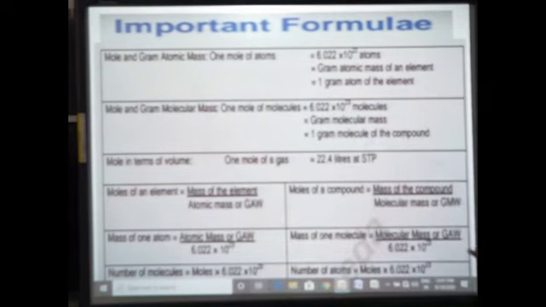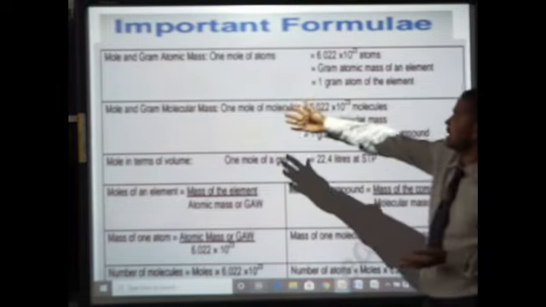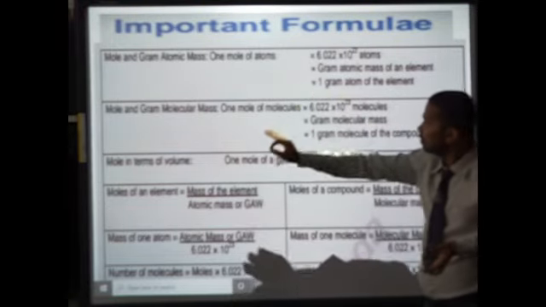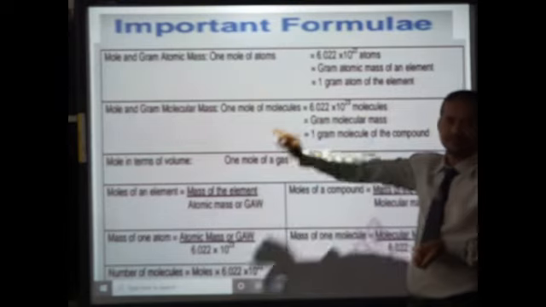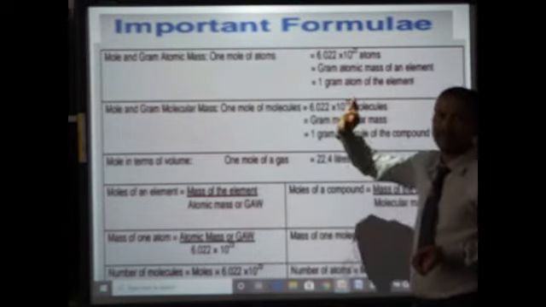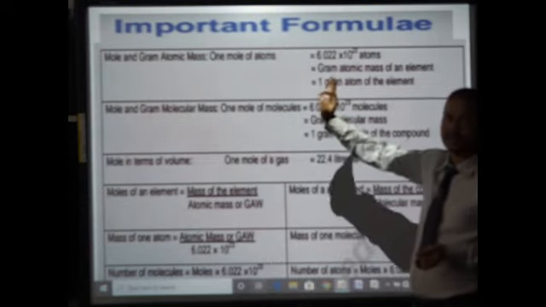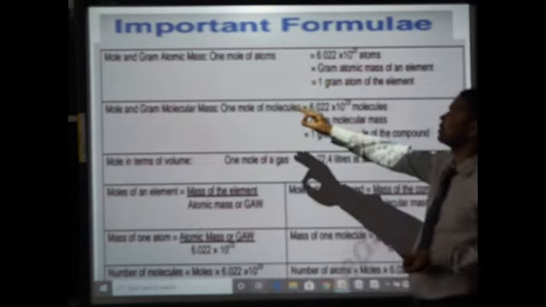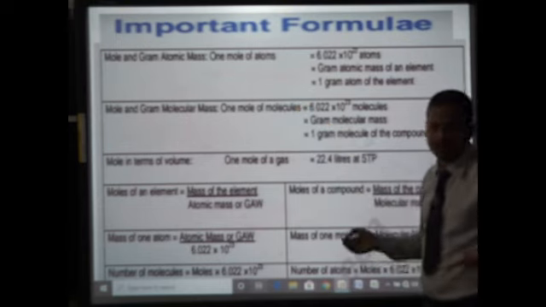Then mole in terms of volume. How to express mole? We express mole in terms of mass. Mole and gram atomic mass is the same. Mole and gram molecular mass is also the same. 1 mole is equal to 1 gram atomic mass of a particular element. 1 mole is equal to 1 gram molecular mass of a particular compound.